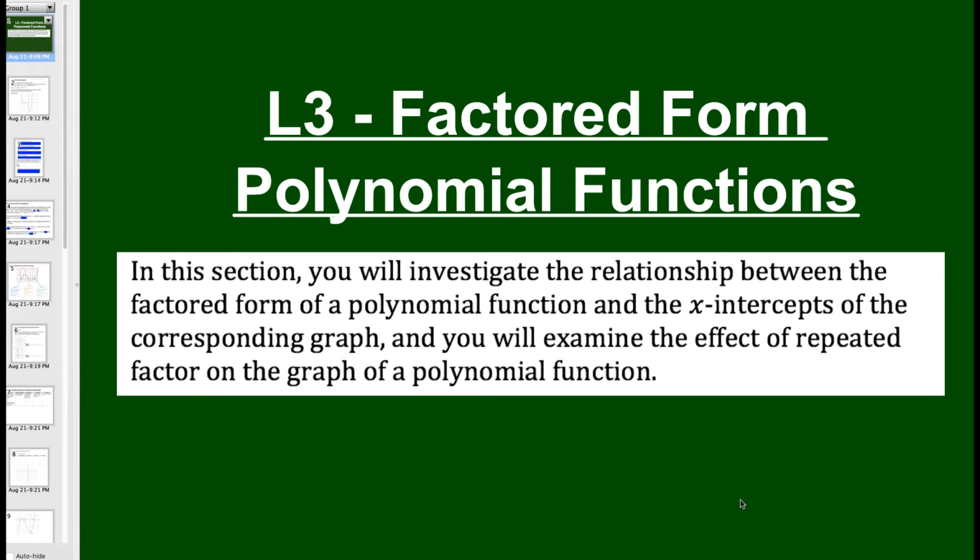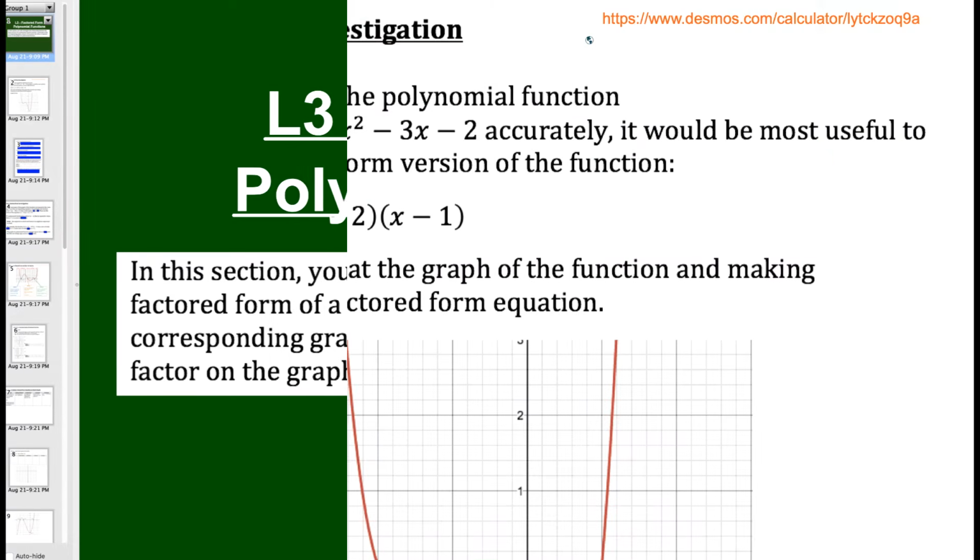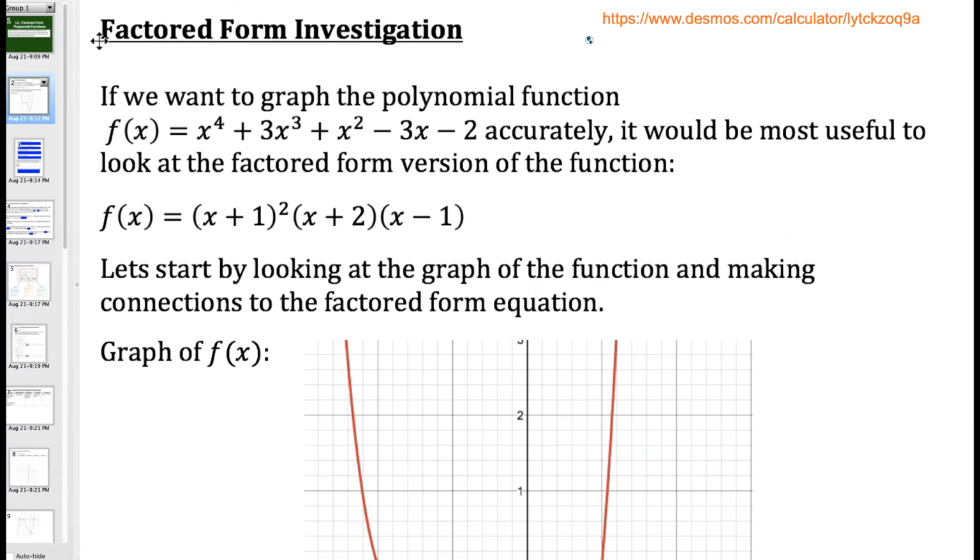Course, Lesson 3, Factored Form Polynomial Functions. In this section, we're going to be looking at the relationship between a factored form equation of a polynomial function and the x-intercepts of its corresponding graph. And we're also going to look at how the order of the factors in the factored form equation can affect the shape of the graph at the x-intercepts. So let's do this investigation together.